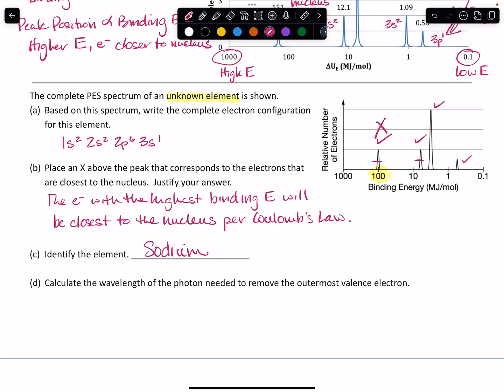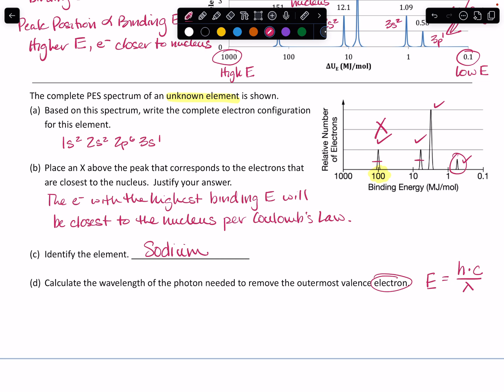All right, calculate the wavelength of the photon needed to remove the outermost valence electron. So this is a little trickier. We know that energy is equal to Planck's constant times the speed of light over the wavelength. So here's how we're going to get the wavelength. But we need to get from this energy value to the wavelength. So the outermost valence electron is here.